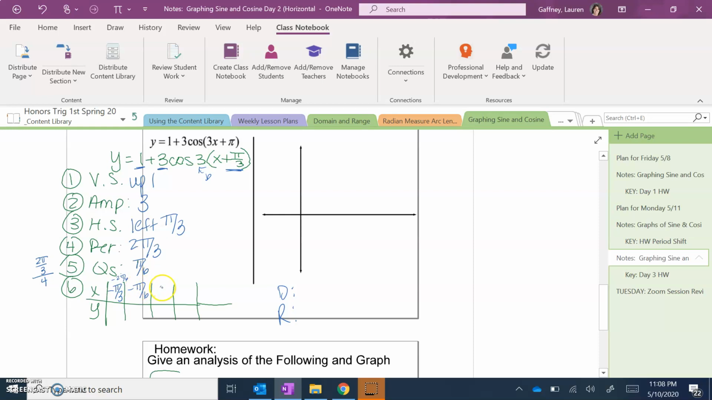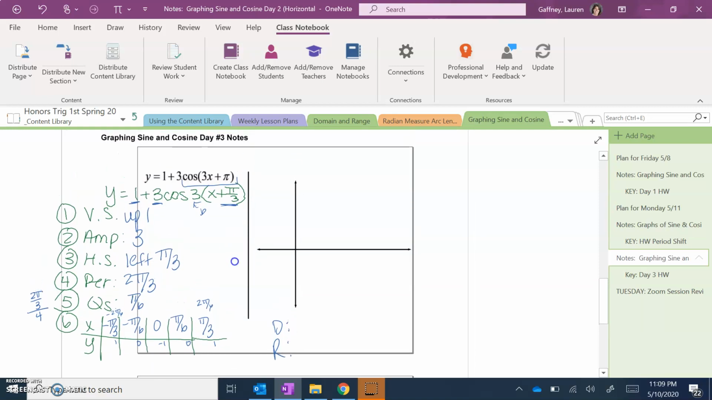Add 1 pi over 6, I'm now at 0. Add 1 pi over 6, I'm now at 1 pi over 6. And add 1 pi over 6, I'm now at 2 pi over 6, which is pi over 3. The values of cosine are 1, 0, -1, 0, 1. Okay, so if the trig function, so this portion right here, comes out to, ooh, I forgot to say something.